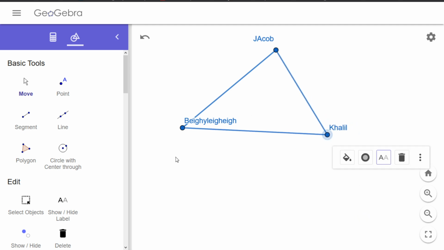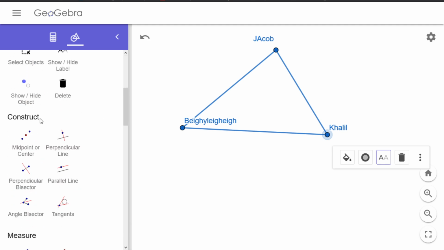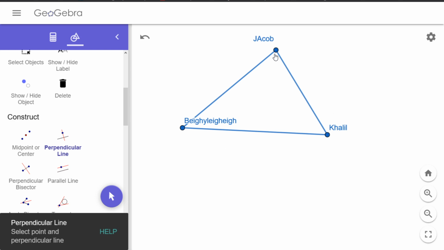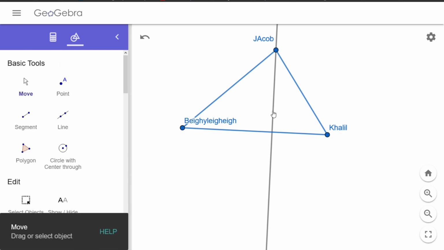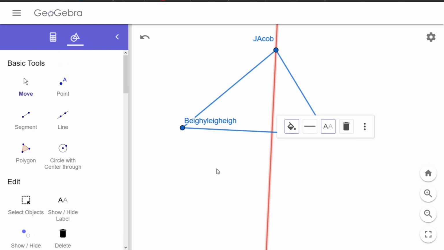Let's make the orthocenter. I need orthogonals, right? I need 90 degrees. I need height. So what I'm going to do is go do a perpendicular line from here to this line. Hits it at 90. Do we see that? This line right here is an orthogonal. It hits the other side at 90.